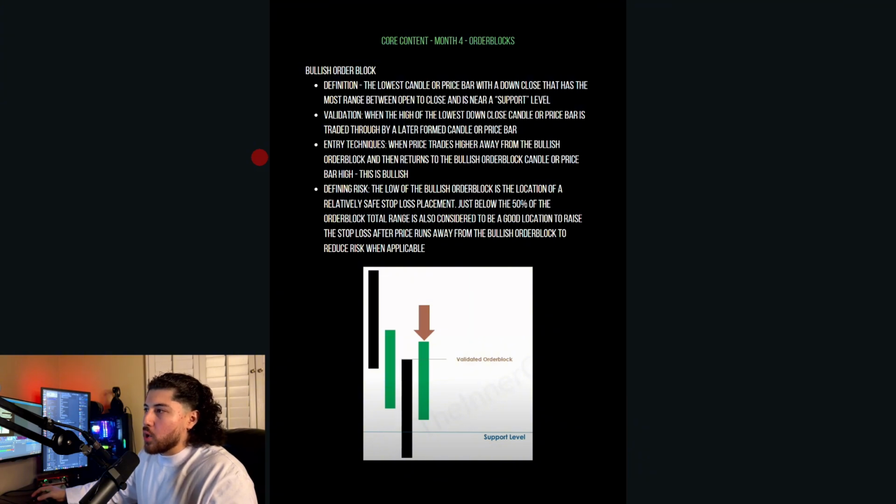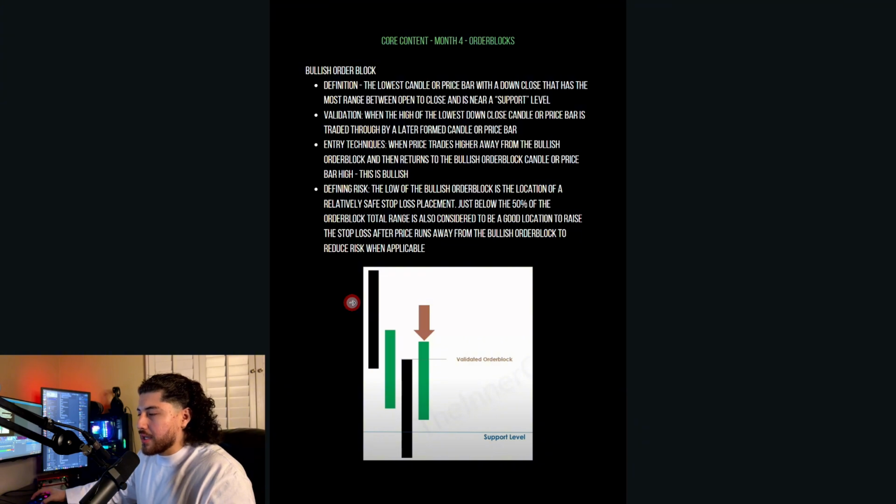Defining risk: the low of the bullish order block is the location of a relatively safe stop loss placement. Just below the 50% of the order block total range is also considered to be a good location to raise the stop loss after price runs away from the bullish order block to reduce risk when applicable.